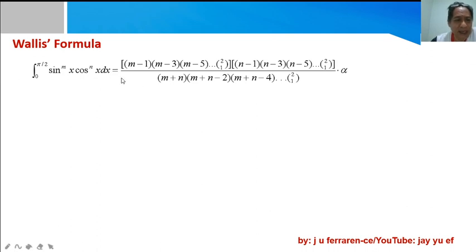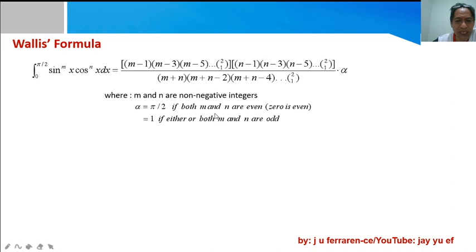Then it's divided by the sum of these powers. So m plus n is my first factor. Then the next factor is to reduce the first factor by 2 successively until you reach also 2 or 1. It's multiplied with alpha, and alpha has 2 possible values. You can use pi over 2 if both m and n are even. 0 is also considered as even. Otherwise, if one of the powers is even and the other odd, or both are odd, you can use the value 1 for your alpha.